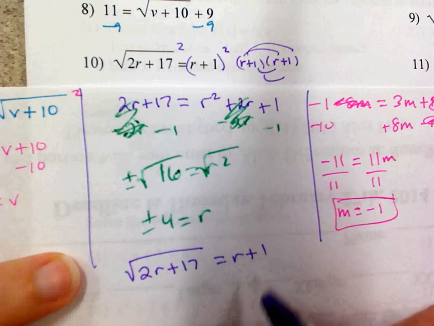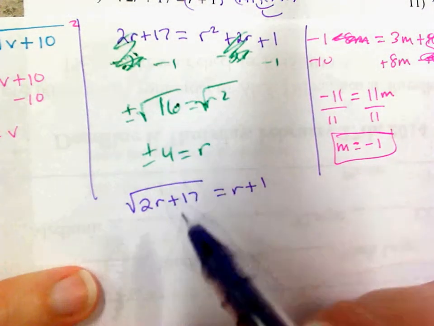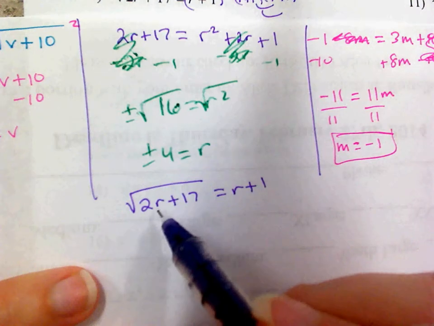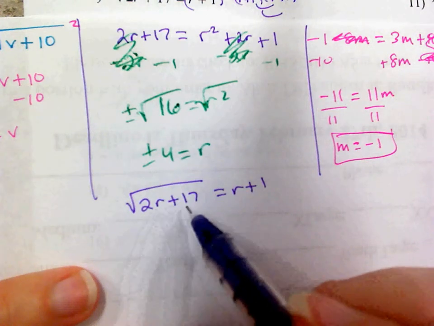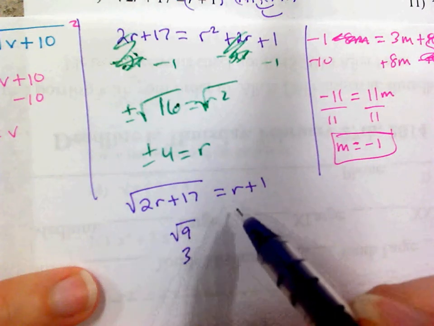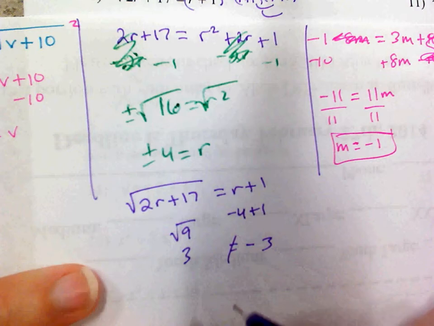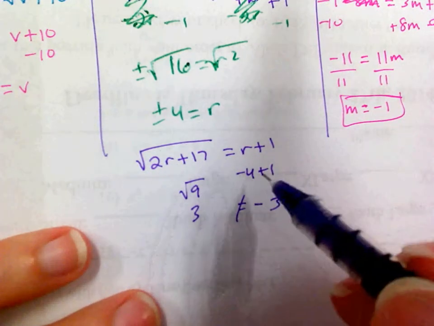Now the other option is negative 4. If I plug in a negative 4, I've got 2 times negative 4, which is negative 8. That's a positive 9, so the square root of 9 is 3. But over here, if I plug in a negative 4, I get negative 3, and that's not true. So, like I said, if you have a square root equal to a negative number, that doesn't work, so the negative is extraneous.